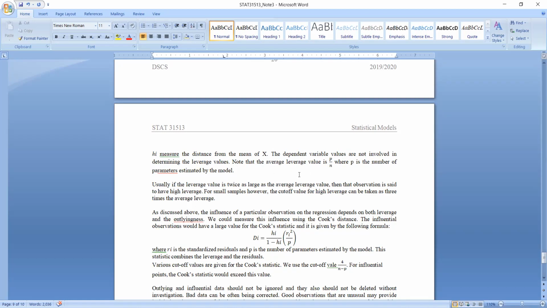Also, the influence of a particular observation on the regression depends on both the leverage value and where that observation is lying. Because I told you, sometimes for an observation the leverage value is high but the impact is low. Sometimes the leverage is high and the impact is also high. So by just calculating the leverage values, we cannot consider whether this is an outlier or not.